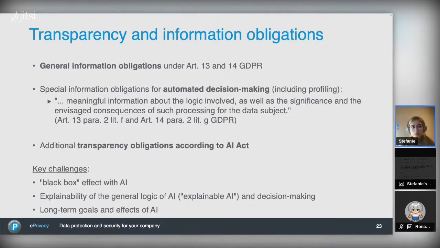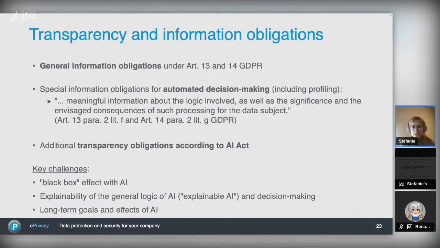There are special obligations for automated decision making, but automated decision making under GDPR is only when it has a significant consequence for the data subject, for example, to conclude agreements and contracts with data subjects. In our use case, this will probably not be the case, but we will have the general information obligations under GDPR.